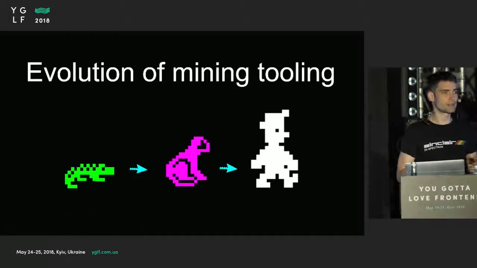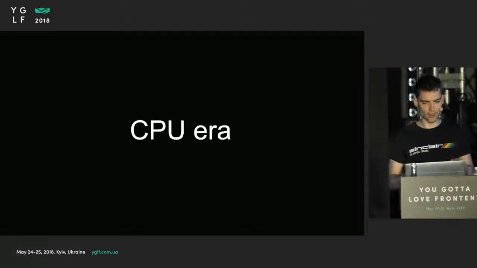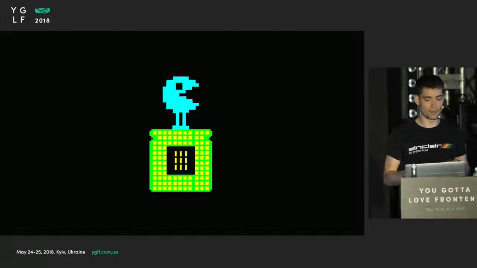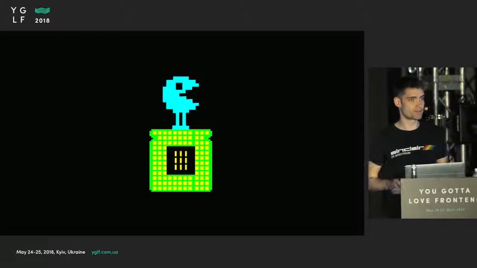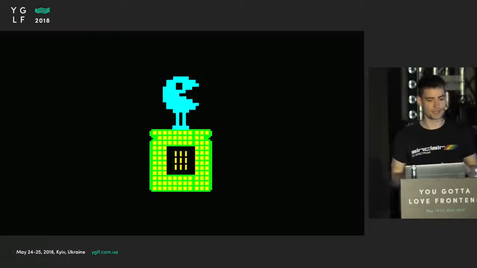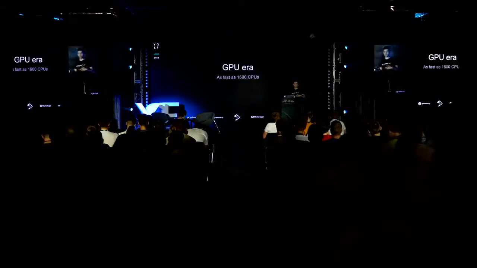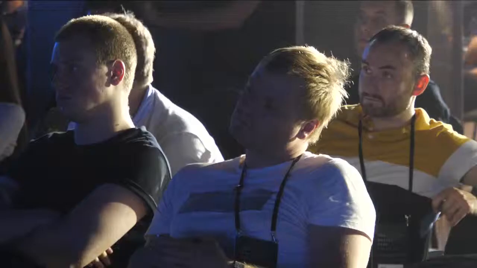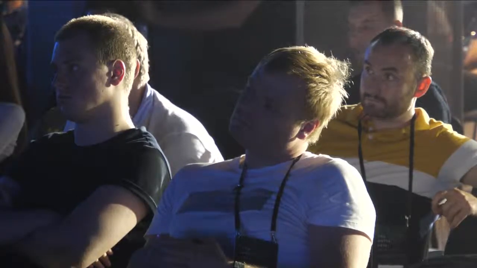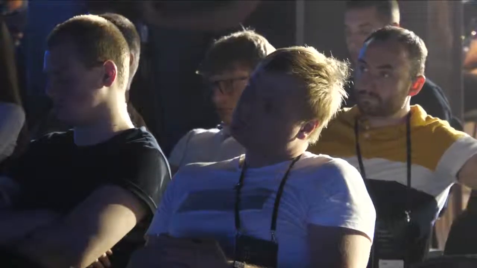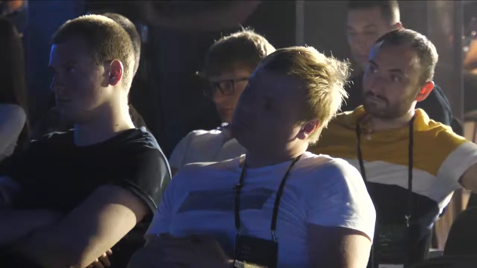Let's go backwards in time and see the evolution of mining tooling. So first there was a fish, but no, actually there was first the CPU era. And in the CPU era, everybody mined as we did in the first miner, in JavaScript, in one thread. You can use a few cores and then you have a few threads, but still it's not that efficient as a GPU, because as we discussed before, a GPU can run 1,600 threads, and every thread is also a bit more powerful, a bit more performant than a CPU thread.